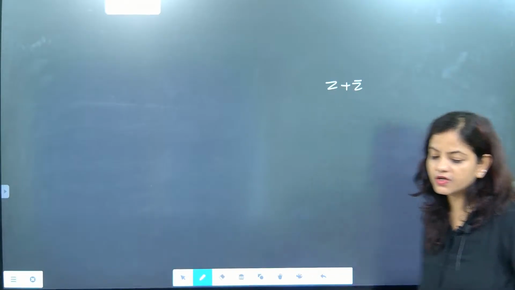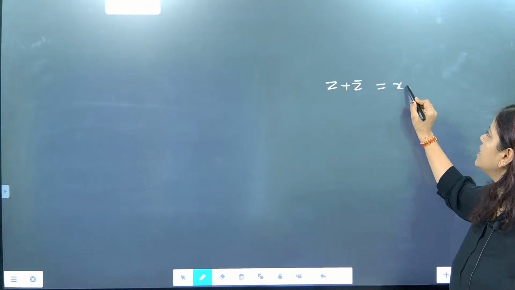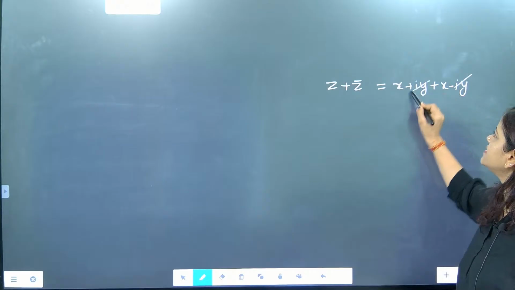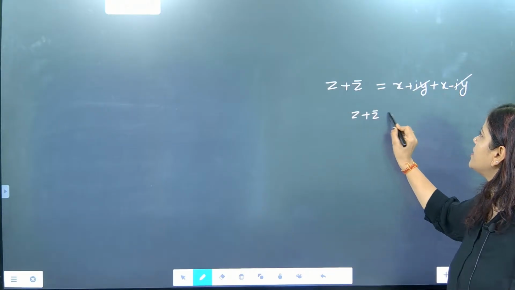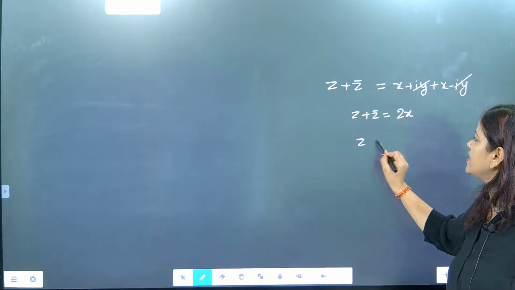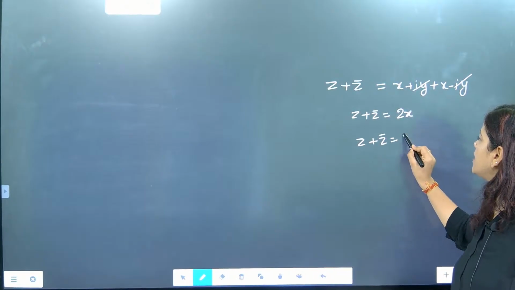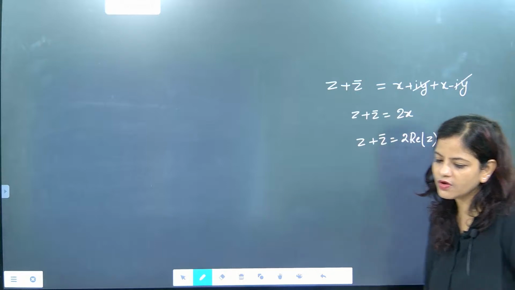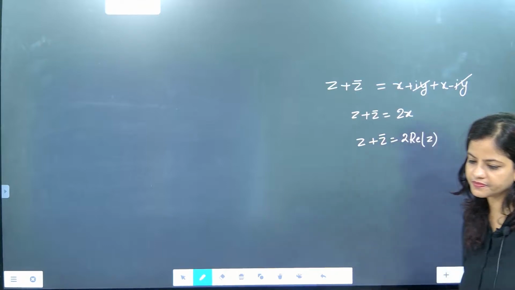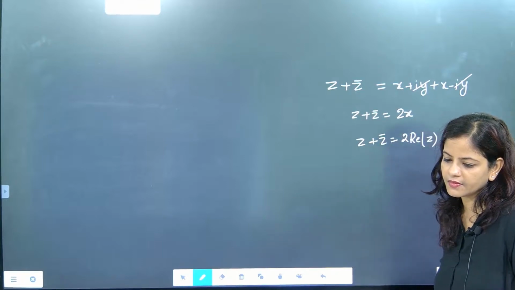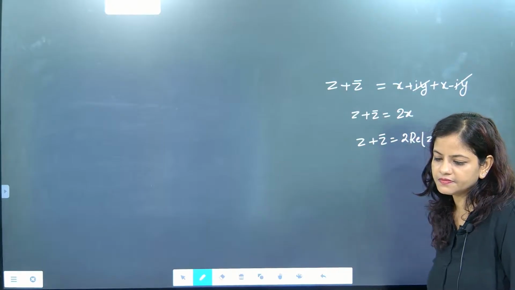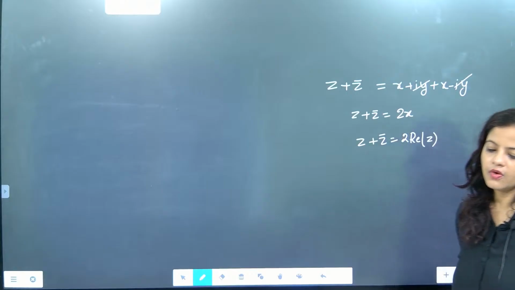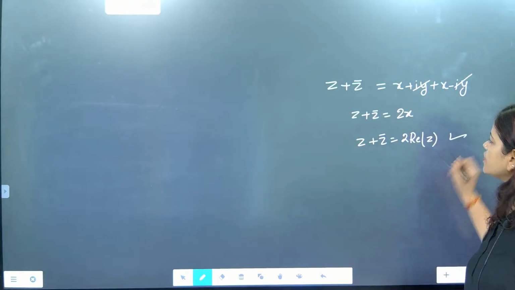So now, if z plus z bar is there, that means x plus iy plus x minus iy, the iy terms cancel. So z plus z bar is equal to 2x. So we can directly say z plus z bar is 2 times the real part of z. Okay, Rishabh, good morning. So 2 times the real part of z.